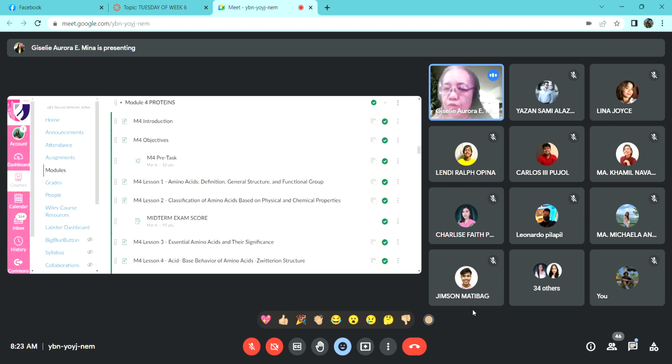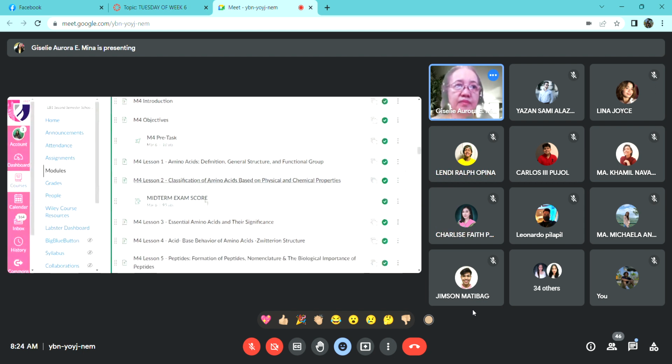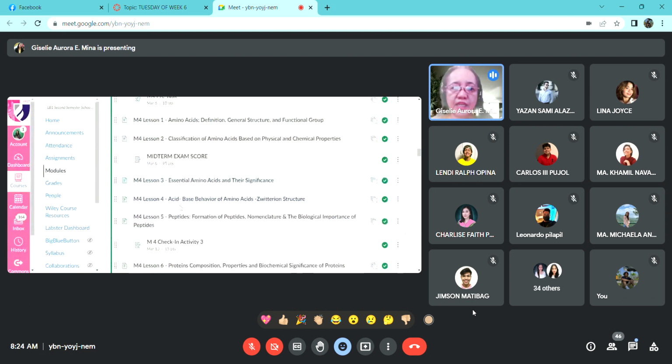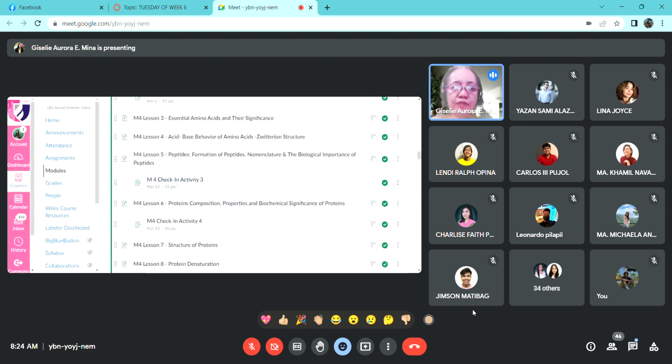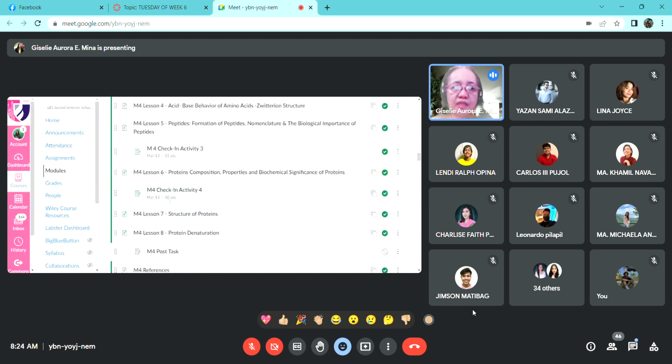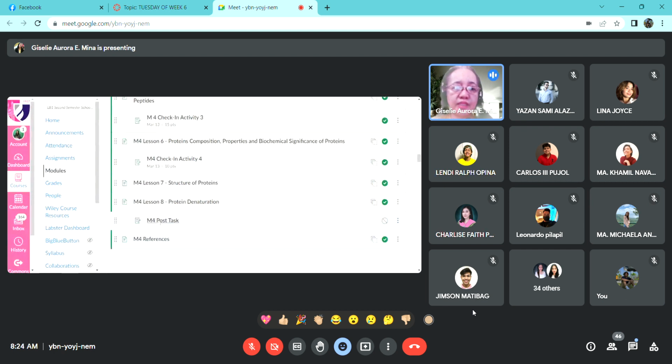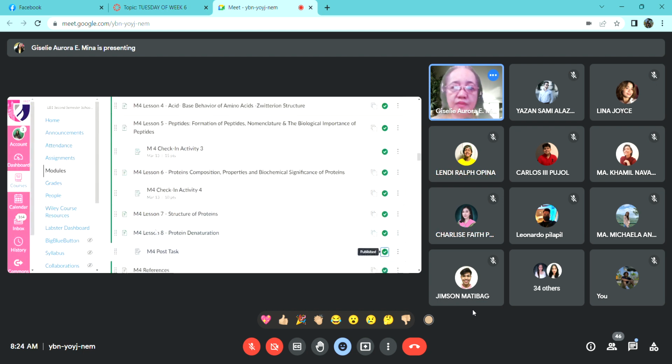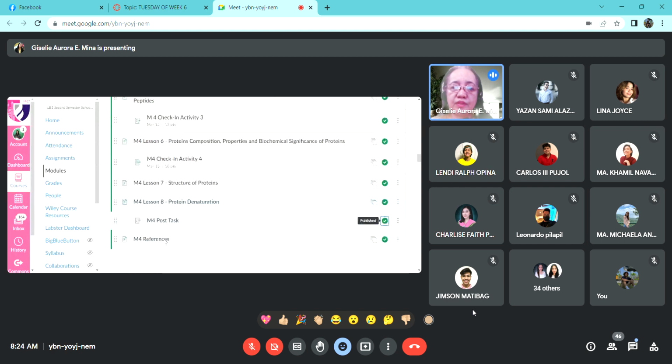What about the module 4 check-in activity? Your module 4 check-in activity is about peptides. So pre-task, and then you have the module 4 check-in activity. This is already peptides. This is also peptides. And then we will be having a module 4 post-task. This is a quiz. But I haven't published it yet. So I will schedule this after the discussion of protein.